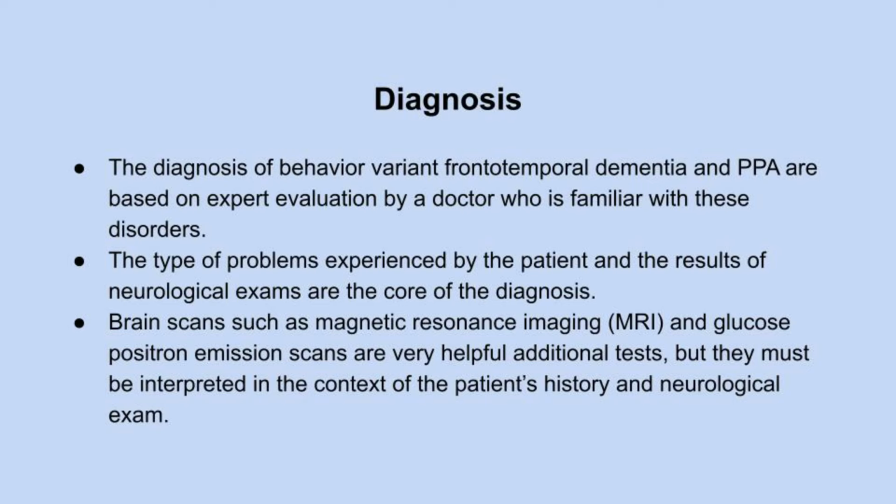The type of problems experienced by the patient and the results of neurological exams are basically the core of the diagnosis. Brain scans such as an MRI, and another test called a glucose positron emission scan, are very helpful additional tests, but they may be interpreted in the context of the patient's history and a neurological exam.